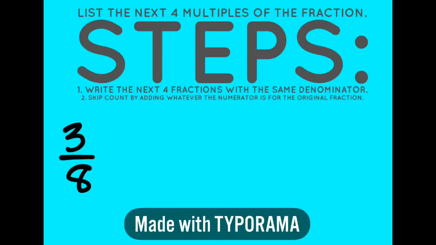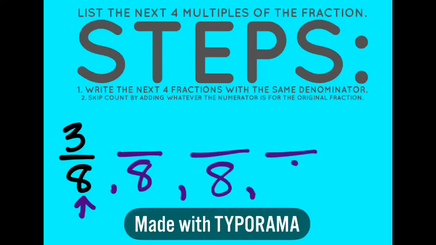Here are your steps. Step number 1, you're going to write the next four fractions with the same denominator. As you can see, my fraction here is 3/8. Our denominator here is 8, so we're going to just write the next four fractions with 8 as the denominator. That's step number 1.